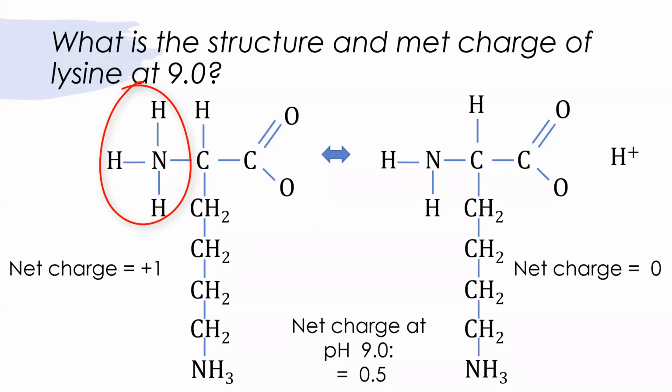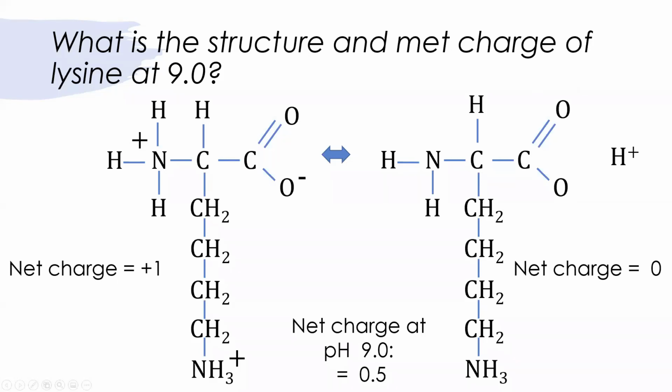When the amine group is protonated, lysine will have a +1 charge because the amine group of the R group is protonated, the carboxyl group is deprotonated, but our amine group is protonated. So +2 -1 gives us a net charge of +1.